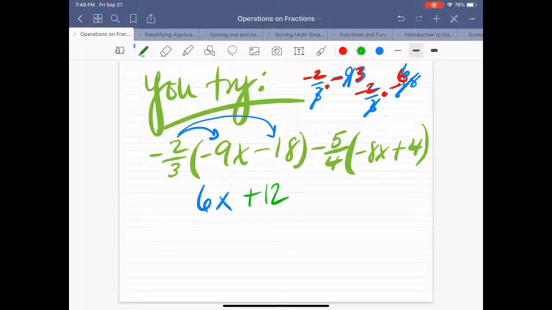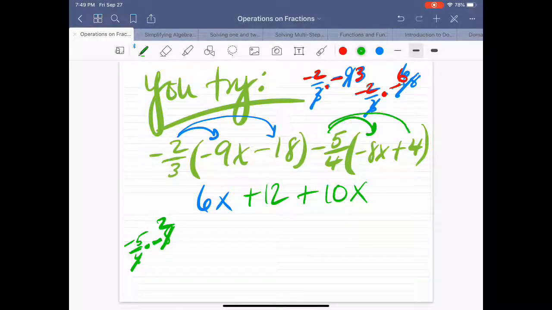Now we are distributing a negative 5 over 4. So negative 5 over 4 times negative 8. So let's simplify this. 4 goes into 8 2 times. Multiply whatever you have left over. So you have a negative 5 times a negative 2. That gives you a positive 10x. And then negative 5 over 4 times positive 4. So 4 goes into 4 one time. Multiply whatever you have left over. So negative 5 times 1 is negative 5.